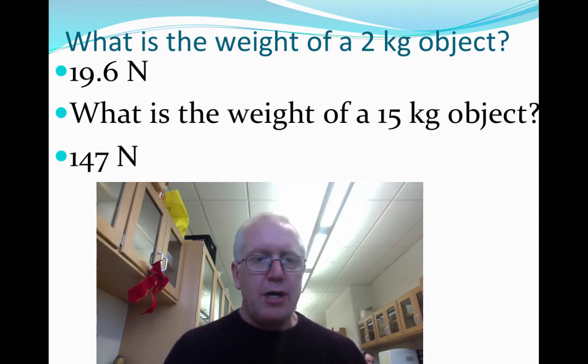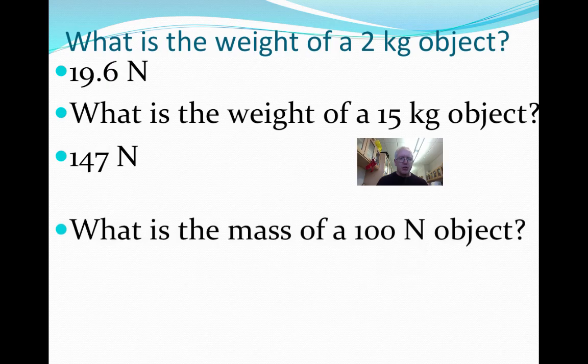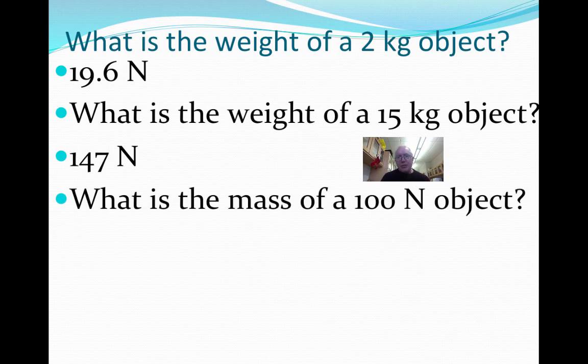Alright, so hopefully you got an answer of 147 newtons. There you go. And let's try another one. How about what is the mass of a 100 newton object? Well, 100 newtons is the W. W is equal to mg, so if you divide that by 9.8, you should come up with 10.2 kilograms. And if you have any questions on this, please bring them back to class and we can talk about them.